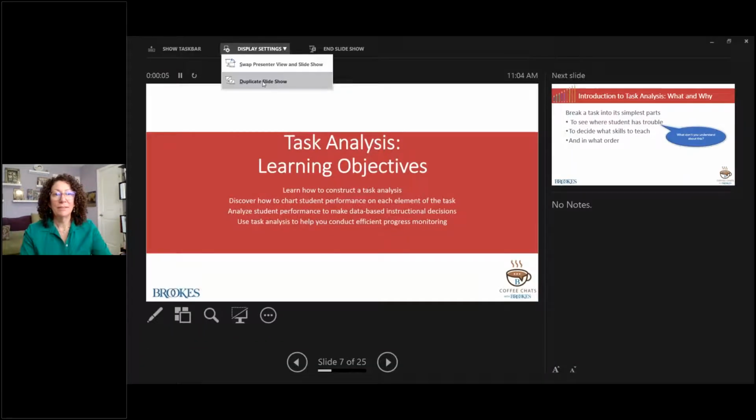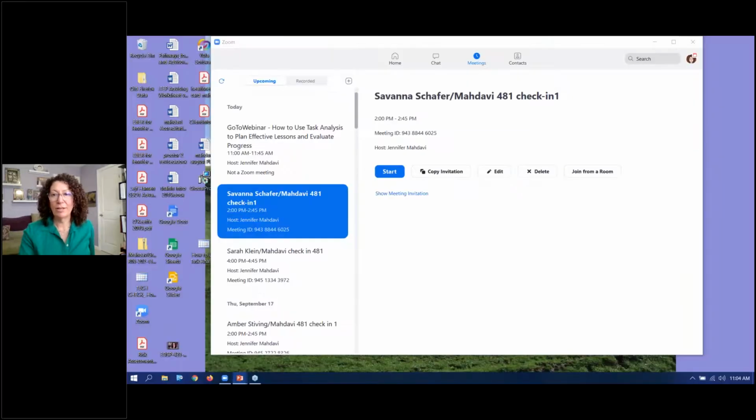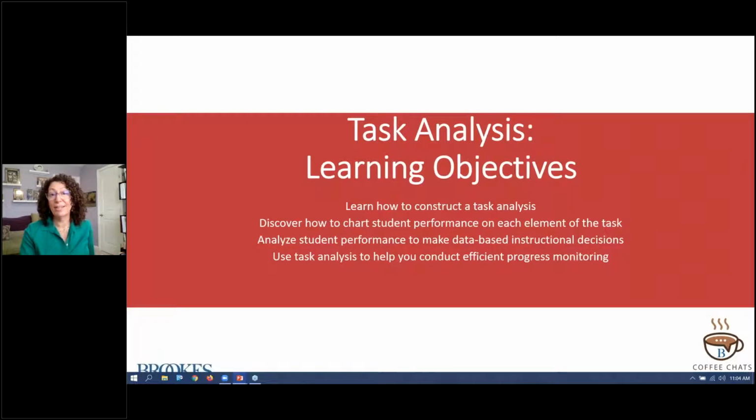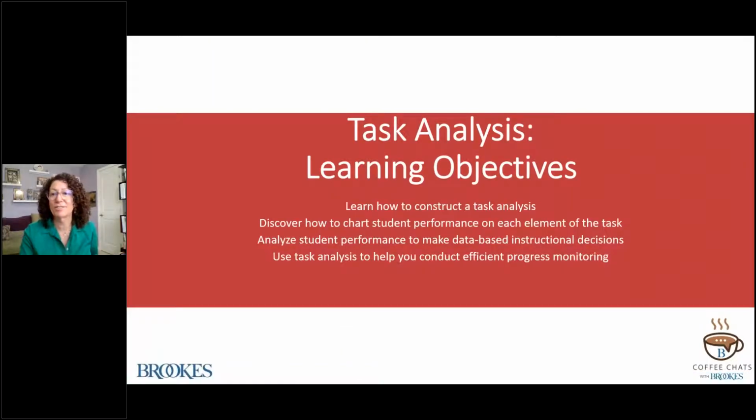I am going to share my screen. All right, I am hoping that what you are looking at now says task analysis learning objectives. Can someone confirm that for me? Yes, it looks great. Okay, perfect. That was the hardest part right there.